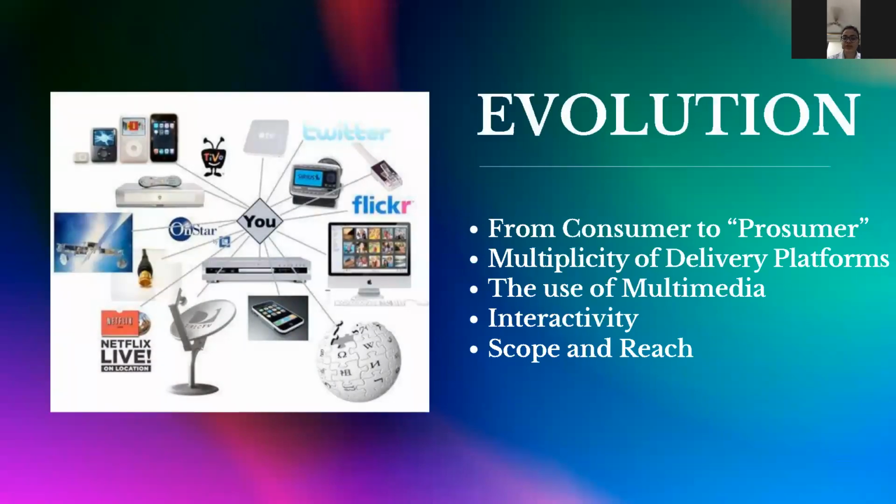From consumer to prosumer. The older form of media forced the audience to be passive consumers of the content provided to them. The new form of media allowed the audience to not only consume content but also produce content. Multiplicity of delivery platforms. Unlike old media, the new media can be delivered on flexible smartphones, tablets, laptops, PC, etc. The use of multimedia. Print media, for example, only uses text and still images. Electronic media uses a number of codes, still and moving images, etc.